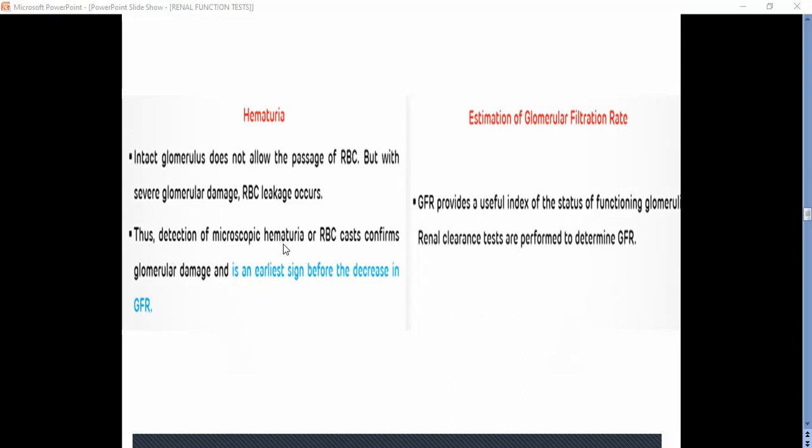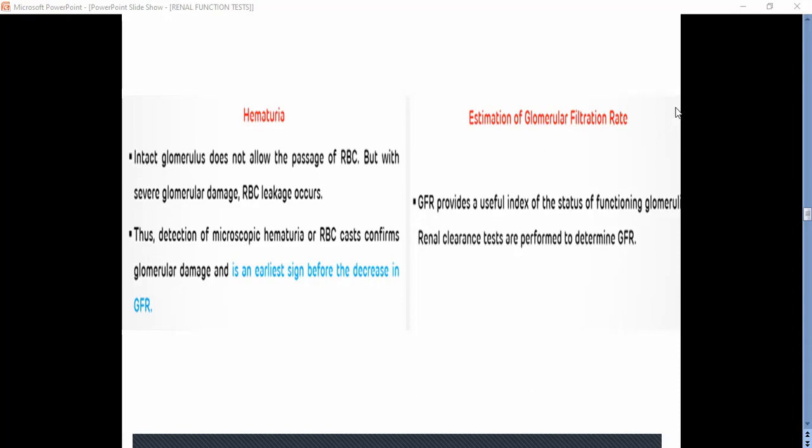The detection of microscopic hematuria or RBC casts confirms glomerular damage, and it is an earliest sign before the decrease in GFR. So if there is only a slight decrease in the GFR and you analyze this condition early, we can rectify it very early.